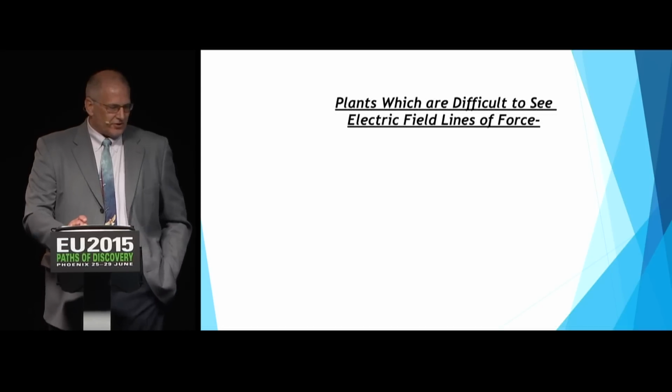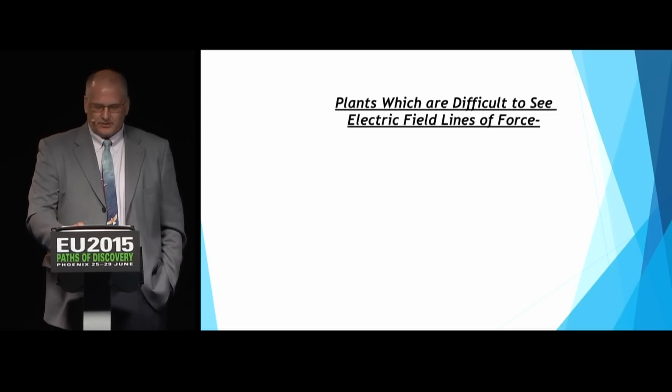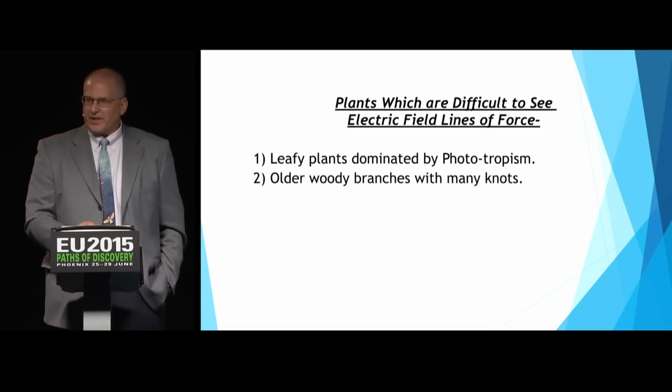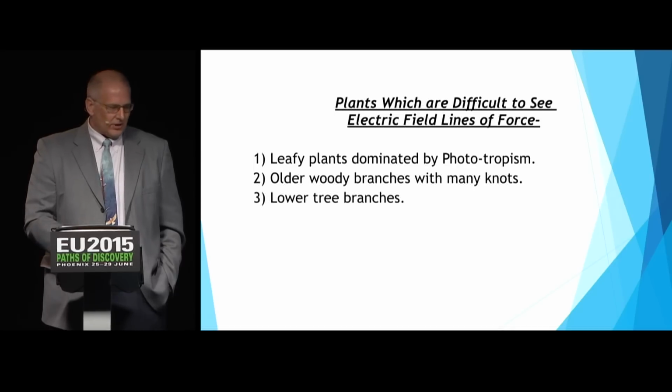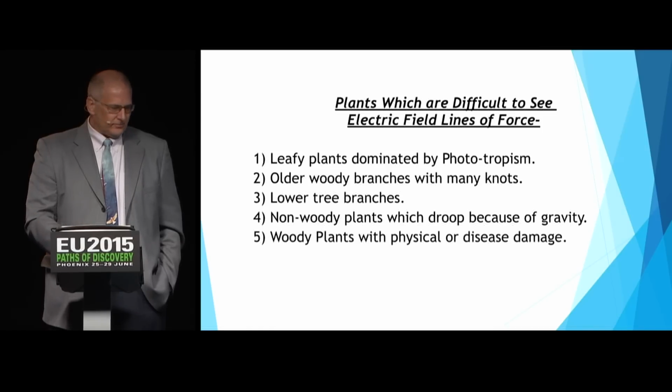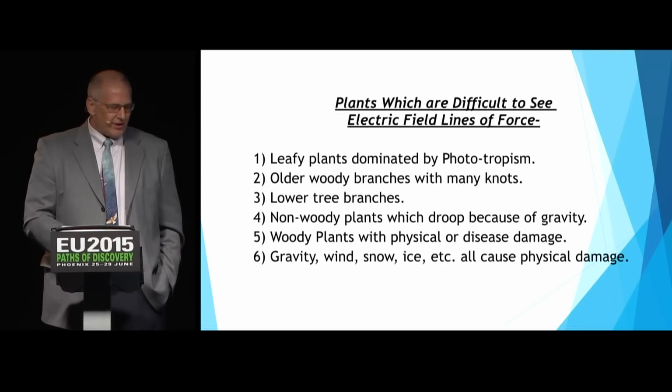Plants in which it's difficult to see electric field lines of force: leafy plants dominated by phototropism, older woody plants with many knots, lower tree branches, non-woody plants which droop because of gravity, woody plants with physical or disease damage. Gravity, wind, snow, ice, etc. all cause physical damage.